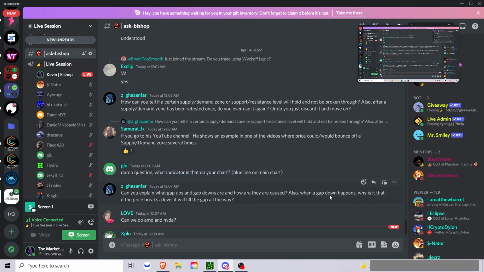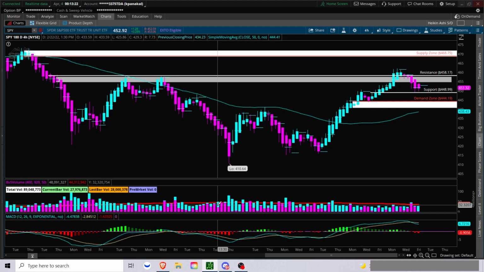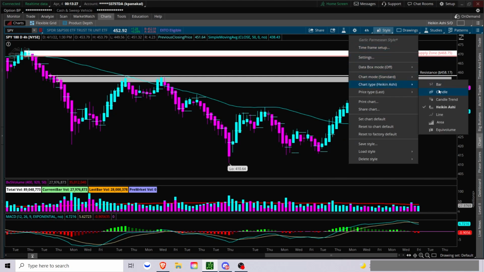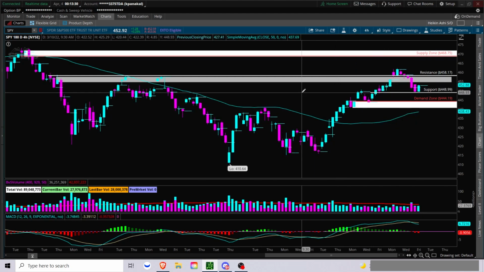Can you explain what gap ups and gap downs are and how they are caused? Also, when a gap down happens, why is it that if the price breaks the level, it will fill the gap all the way? So gap ups and gap downs are basically big movements that happen during the pre-market or aftermarket. It's mostly from the aftermarket to the pre-market, right? So we're talking about aftermarket close, and then the next day before the market opens, the pre-market, that's when a price would either gap up or gap down.